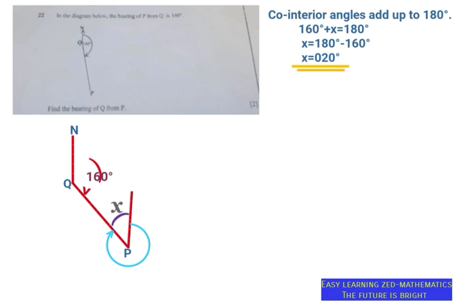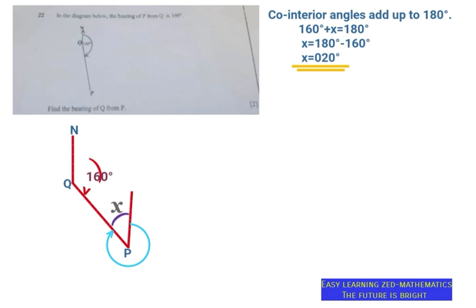Now remember, we are not told to find the value of x, but we are told to find the bearing of Q from P. So once we have done that, that 20 degrees will help us to find the bearing of Q from P. So what we're going to do now is find the value of the bearing of Q from P.